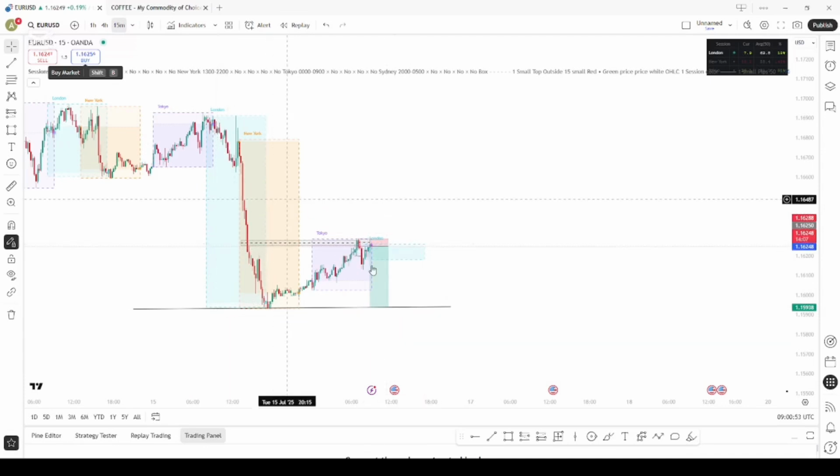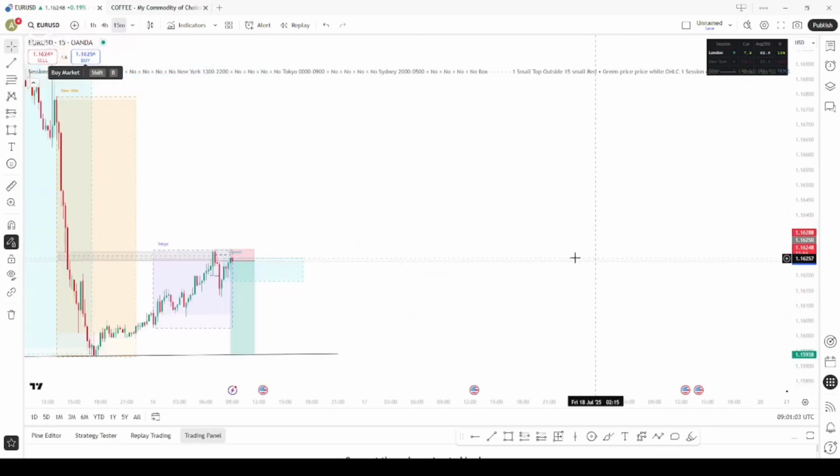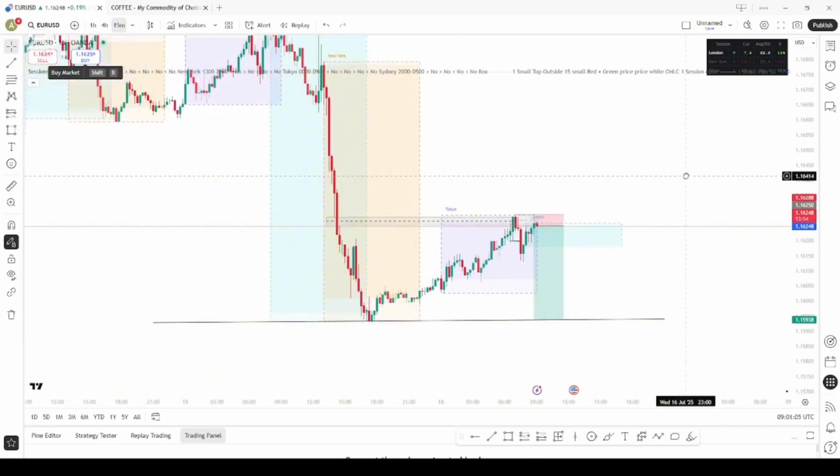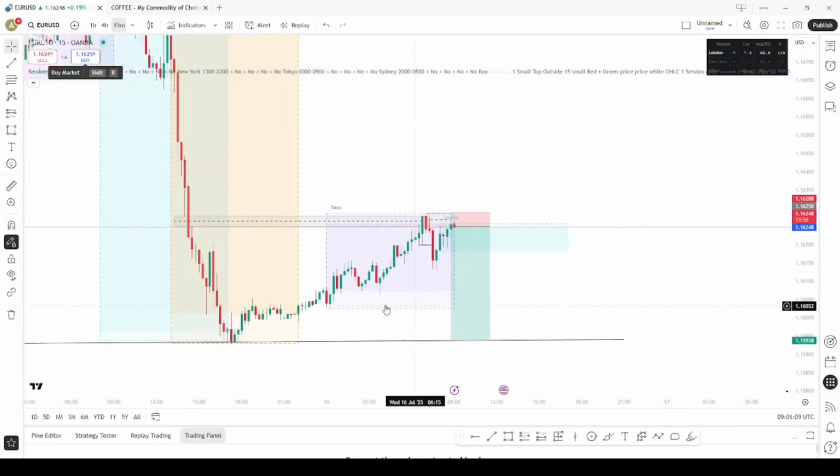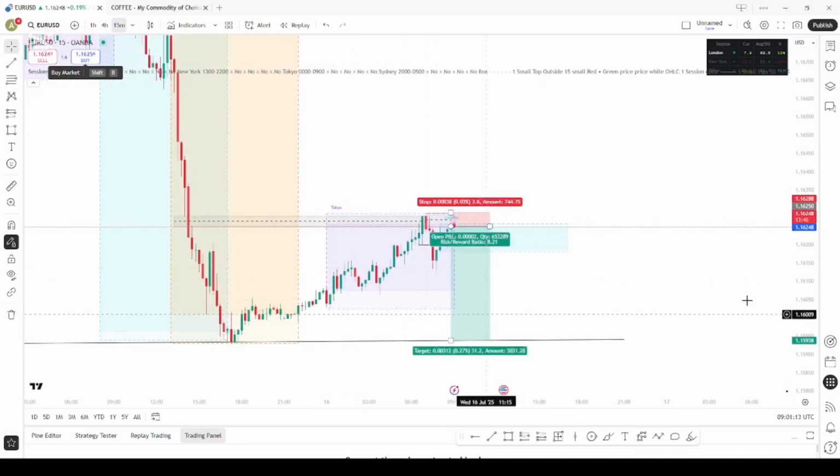Yesterday New York moved a lot. Like, it did move from here, it swept. So this indicator helps you focus on what it marks for you clearly. You see these session highs and lows.